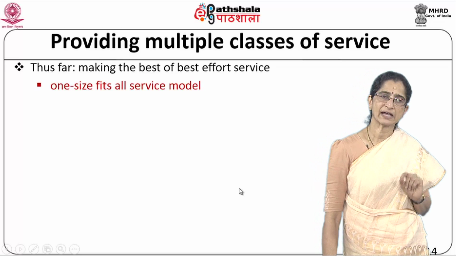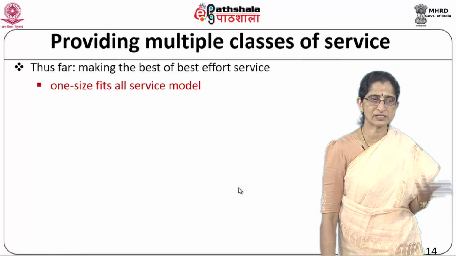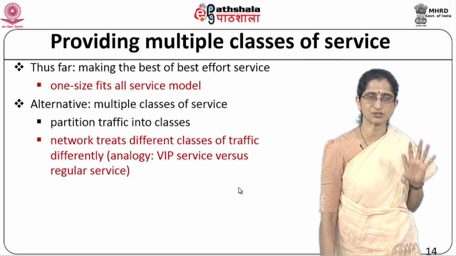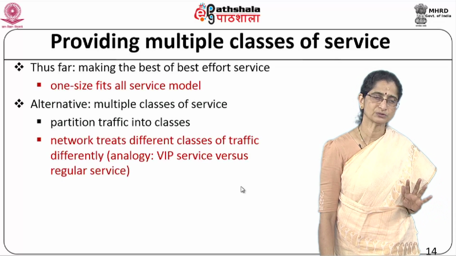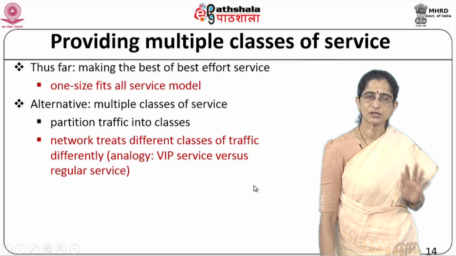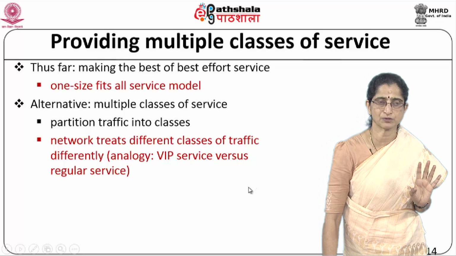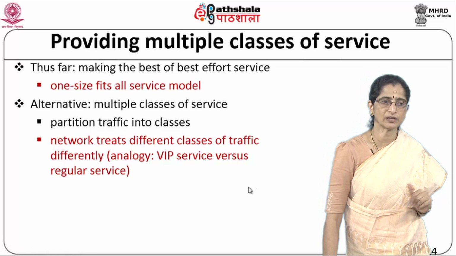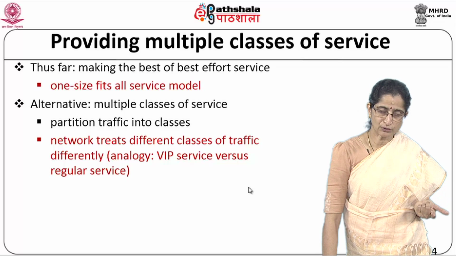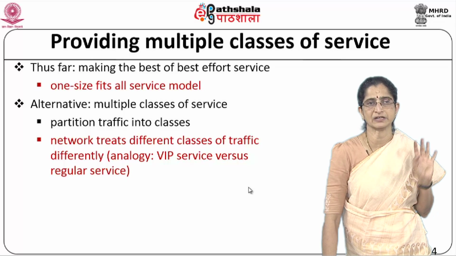But what we actually have so far is only a best effort service. So, what do we do? We have this one size fits all model that obviously is not going to be useful. So, the first thing that we need to start looking at will be to look at having multiple classes of service. So, you partition the traffic that is coming into classes. It is one of the first practical approaches that we can look at. So, what we are talking about here is that the network will start treating different classes of traffic differently.